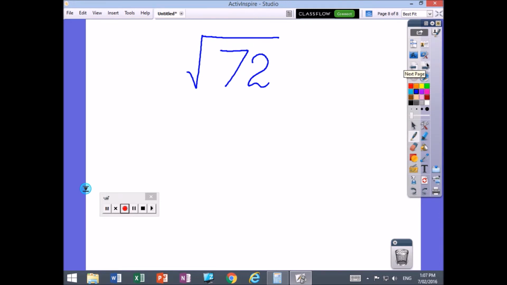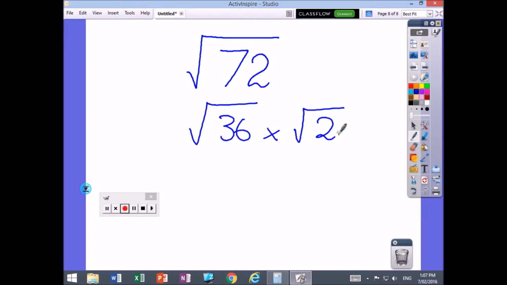So 36 goes in, which means I'm going to pull it apart like this. Can I now simplify these? Yep. And there is our final answer.